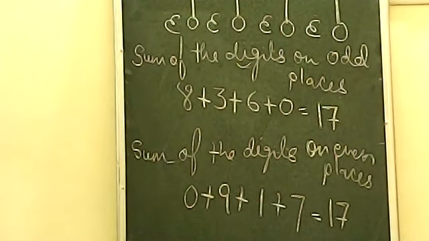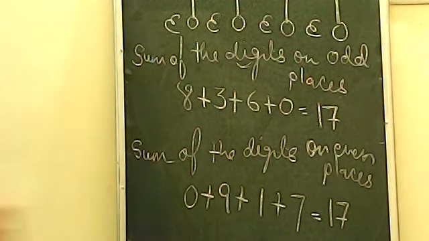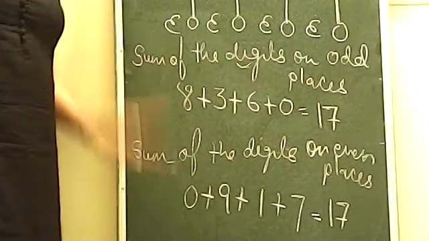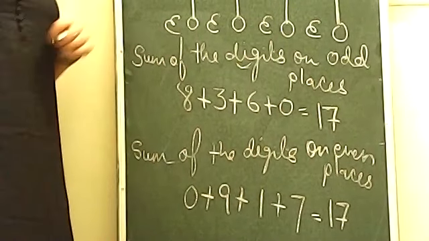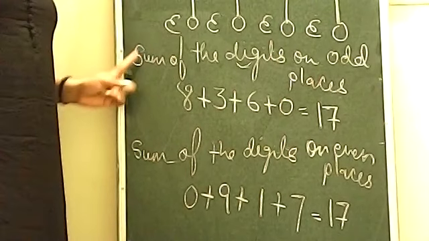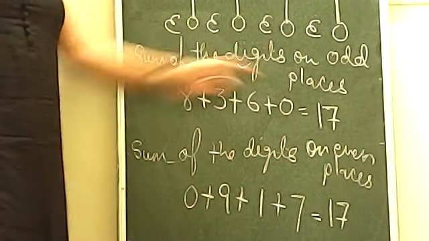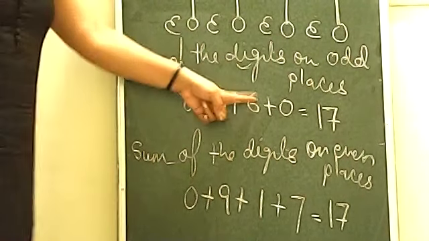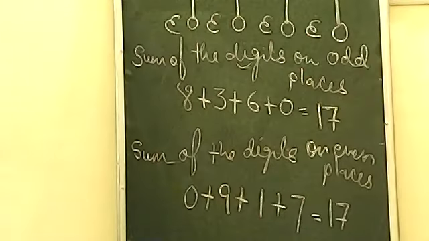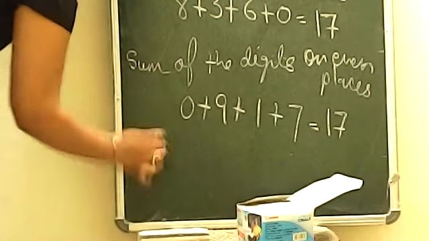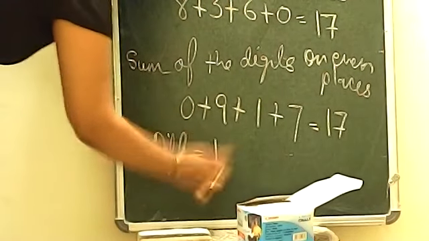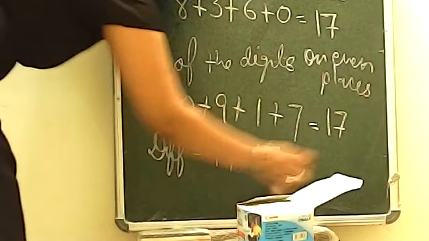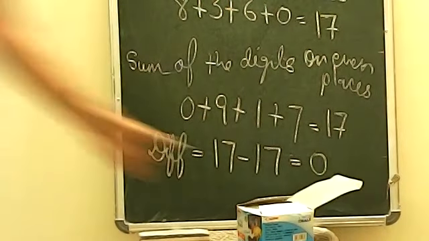Now the last step, I'm talking about the last step. Remember, when you do the sum of these two things, you have to take out the difference between these two. Difference means the difference of the sum of the digits on odd places and the sum of the digits on even places. Now you can see here we have got 17, and here also 17. So 17 minus 17. You know what will be there? The difference will be 17 minus 17, and you know 17 minus 17 gives you 0.